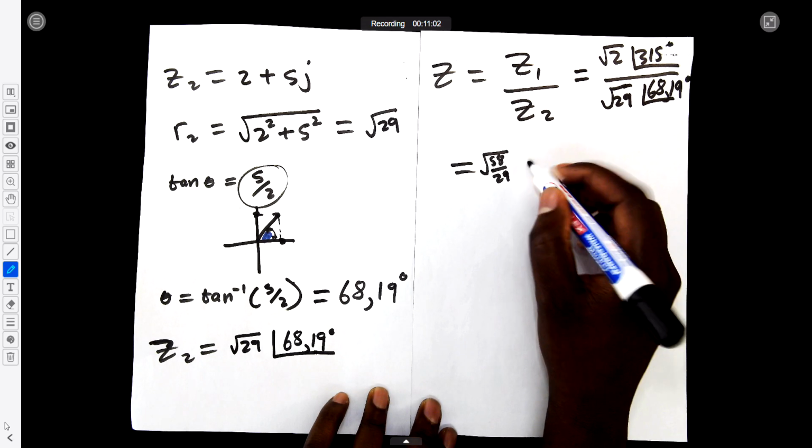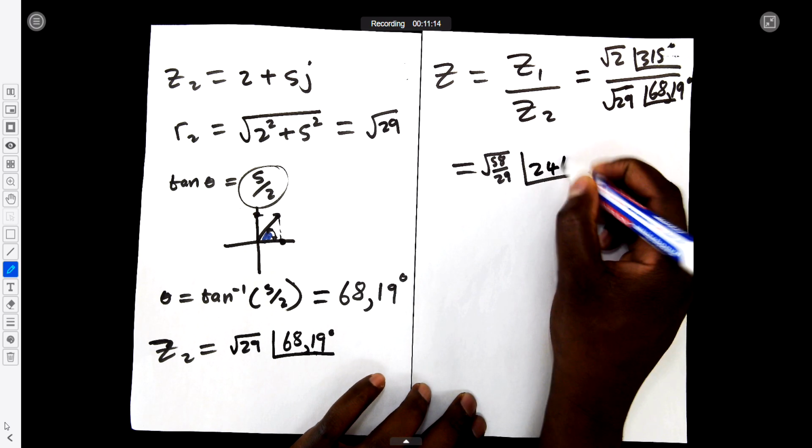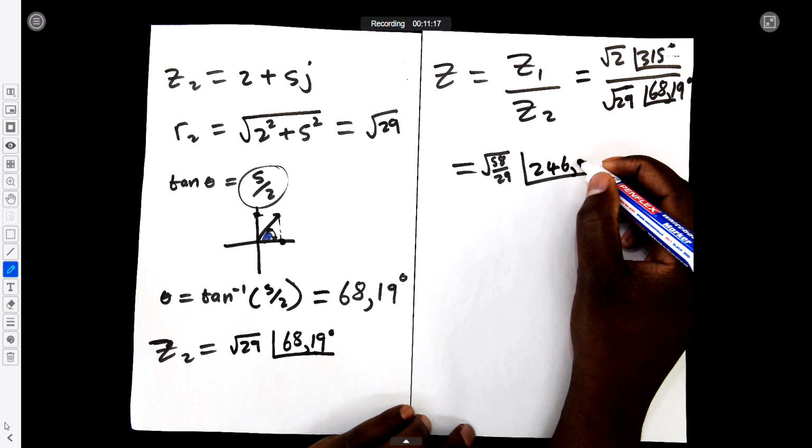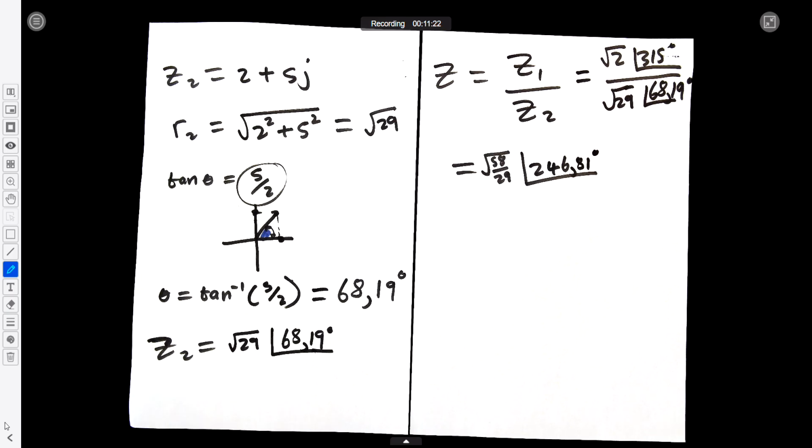Okay, and now we need to subtract 315 minus 68.19. Because we are dividing, we subtract the angle. So it's 246.81 degrees. So if they said leave your answers in 3 decimals, please change that root into 3 decimals. But the question that I asked, I said, let's leave the answer in rectangular form. So how will we leave that in rectangular form after dividing?